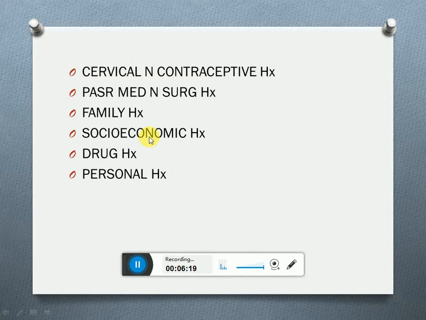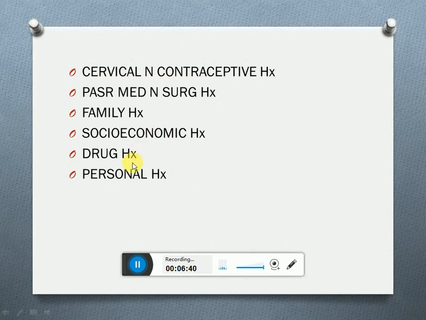In the socioeconomic history, you will roughly ask about the kind of house in which the patient is living, the family members, the aeration, the water supply, the bread earner of the patient, so that you can roughly know about the socioeconomic status of the patient.